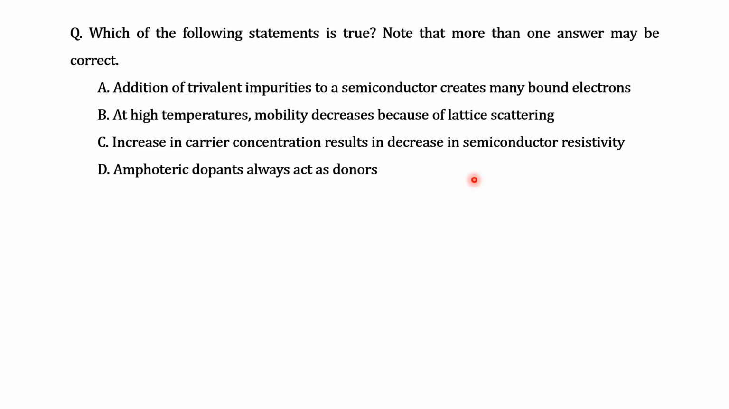So we have four statements. Out of these four statements, you have to tell which one is correct. And sometimes more than one will be correct. One is addition of trivalent impurities to a semiconductor creates bound electrons. At high temperature, mobility decreases because of lattice scattering. Increase in carrier concentration results in decrease in semiconductor resistivity. Amphoteric dopants always act as donors. So you can brush through your memory, or if you have notes or any sources, just give me your views on which of these will be correct and why.